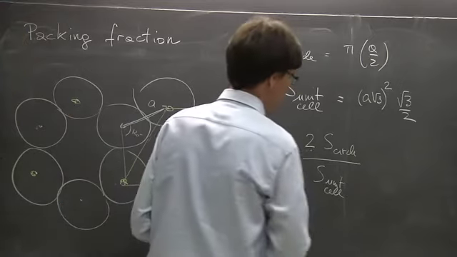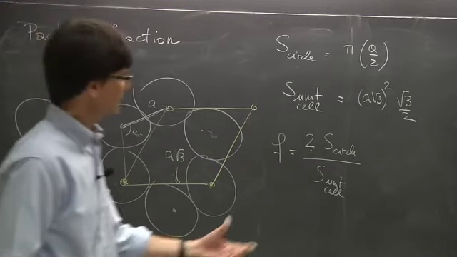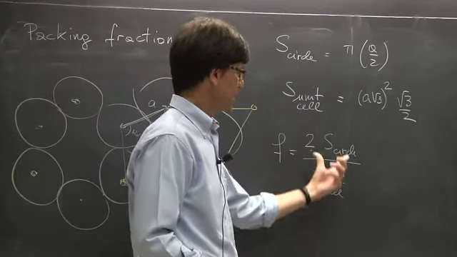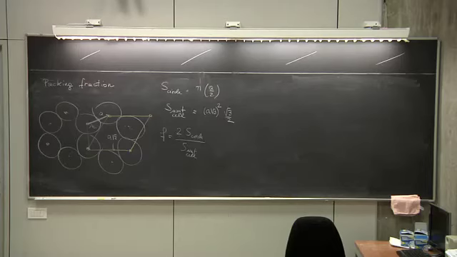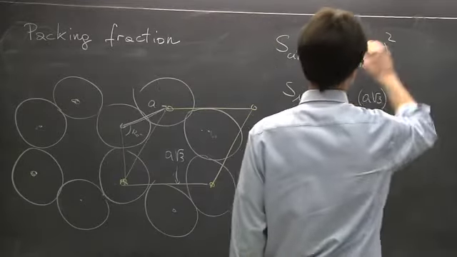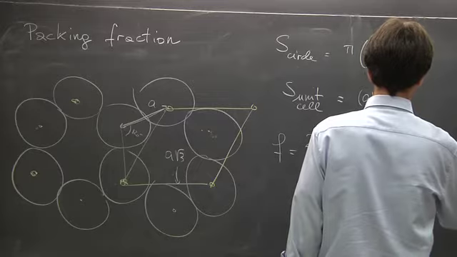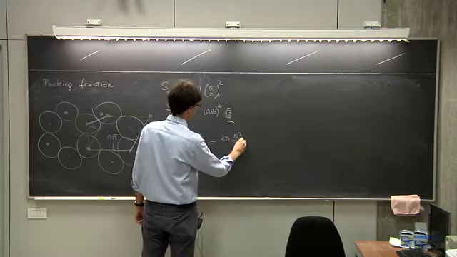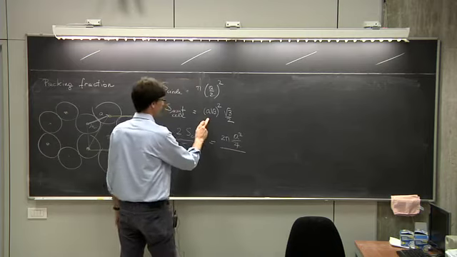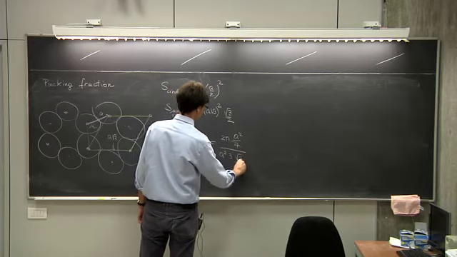Right? So I need to place a 2 here. When I take the overall ratio between filled space and space available, I need to consider that for every unit cell, I need to place 2 circles. Sorry, this is a square, of course. All right, so we have 2 pi a squared over 4, divided by a squared 3 square root 3 over 2.